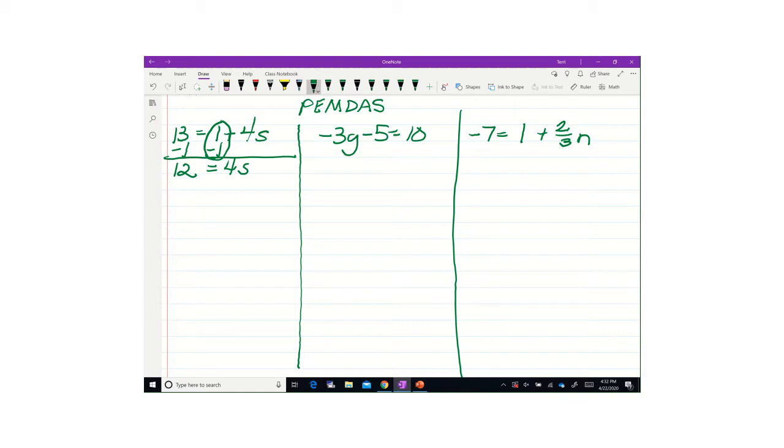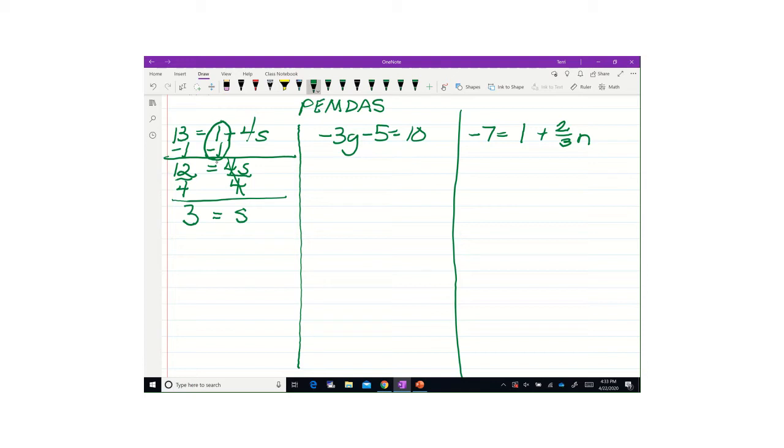Remember, 4 is the coefficient, s is your variable, and when they're next to each other, it means you are multiplying them. So now we need to use the opposite of multiply, and we're going to divide to get our variable by itself. And we always divide by the coefficient, so we're going to divide by a 4. 4 divided by 4 is 1, so I have 1s, which I'll just write as the s. And then 12 divided by 4 is 3. So my answer is 3 equals s.